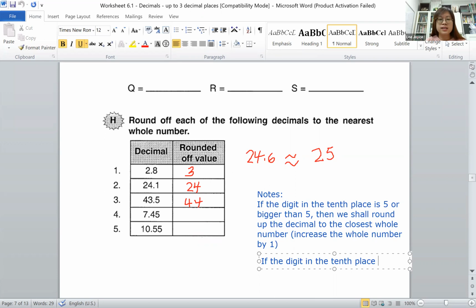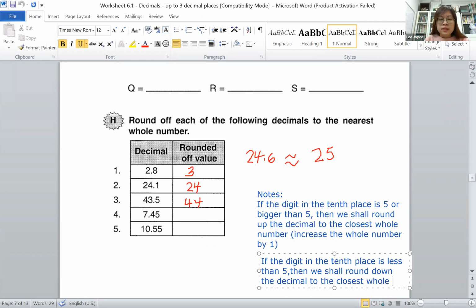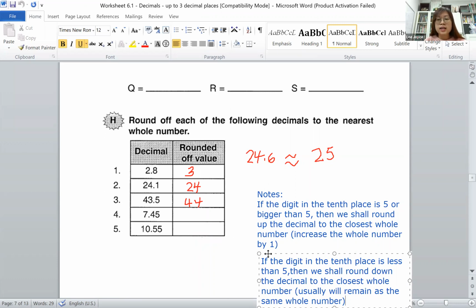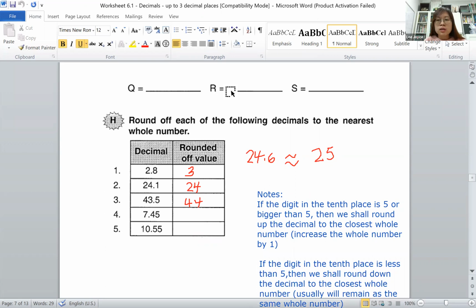If the digit in the tenth place is less than 5, then we shall round down the decimals to the closest whole number, and usually it will remain as the same whole number. Understand? So please jot it down.